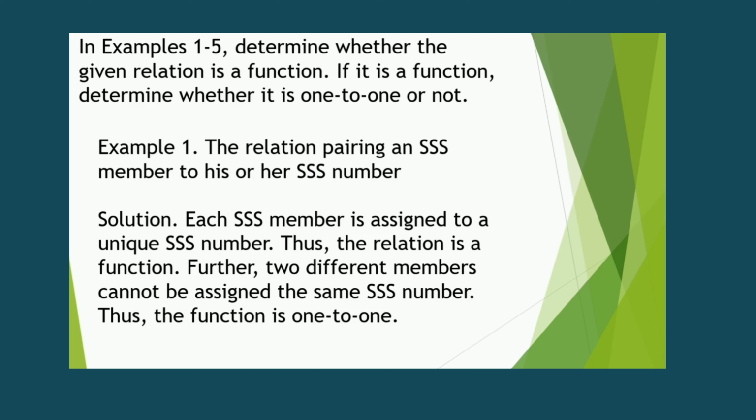Example 1. The relation pairing an SSS member to his or her SSS number. Solution. Each SSS member is assigned a unique SSS number. Thus, the relation is a function. Furthermore, two different members cannot be assigned the same SSS number. Thus, the function is 1 to 1.